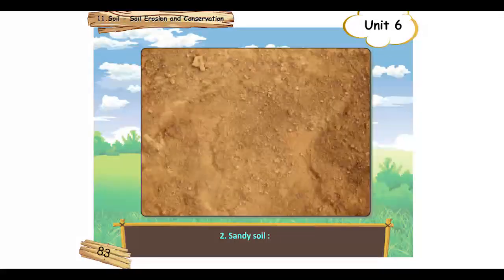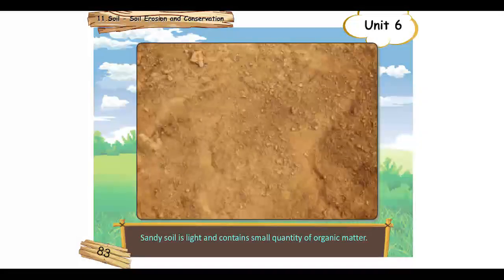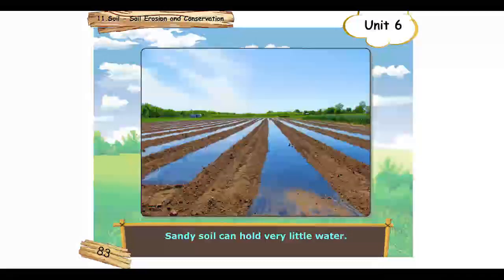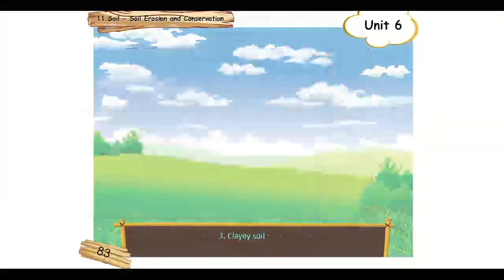2. Sandy soil. Sandy soil is light and contains small quantity of organic matter. Sandy soil can hold very little water. Sand is easily carried away by the wind.